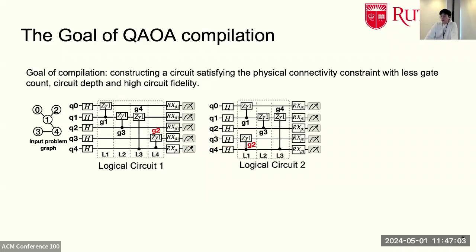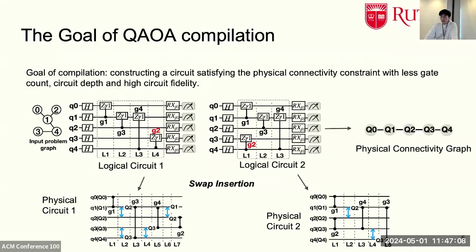For the same input problem graph, different circuits have different compilation results. This is an example of compilation of a QAOA program in a linear nearest neighbor architecture. The blue edges are SWAP gates, used to solve the physical connectivity constraint. Less is better. Physical circuit 1 has 4 SWAP gates and circuit depth is 7. Physical circuit 2 has 2 SWAP gates and the circuit depth is 5. So obviously here, circuit 2 is better.